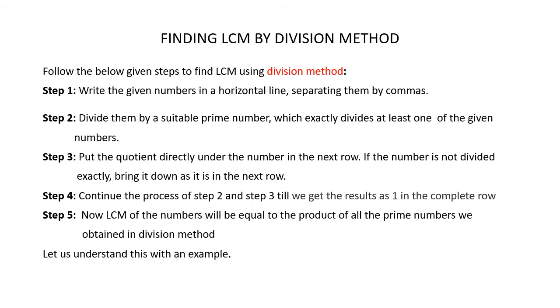In step 4, you have to continue the process of steps 2 and 3 till you get the result as 1 in the complete row. Step 5. LCM of the numbers will be equal to the product of all the prime numbers we obtained in the division method. Let's understand this with an example.